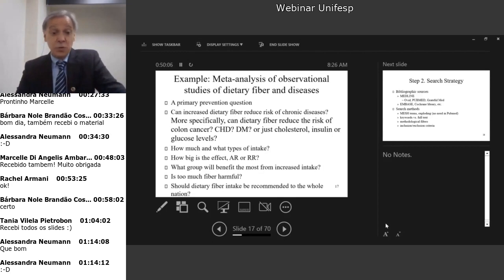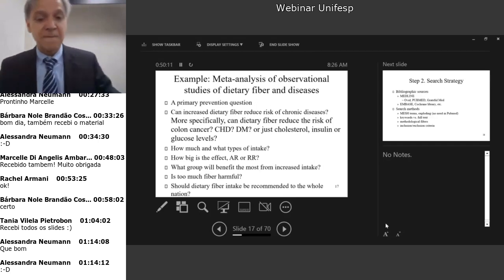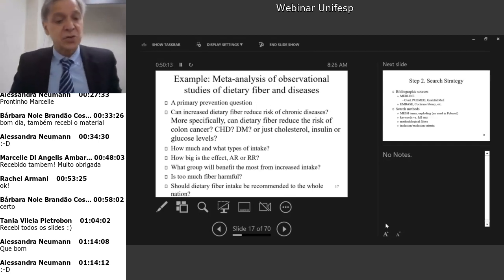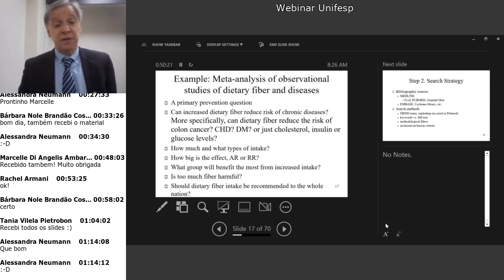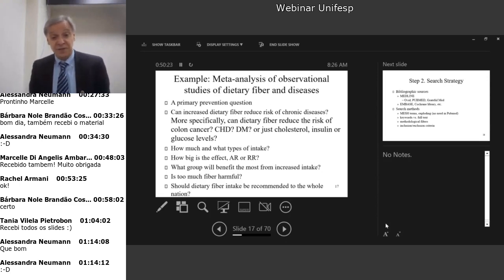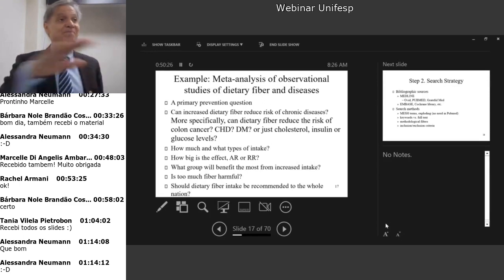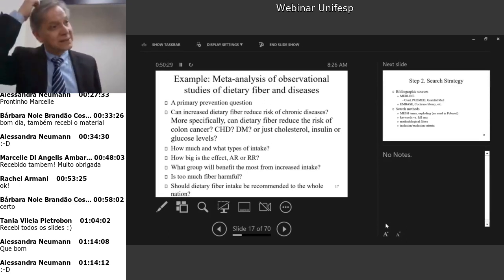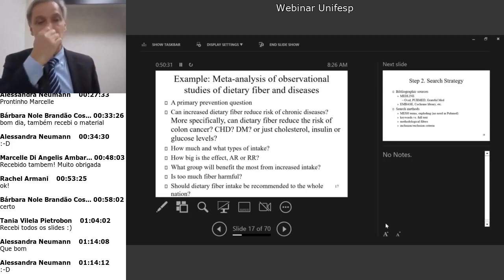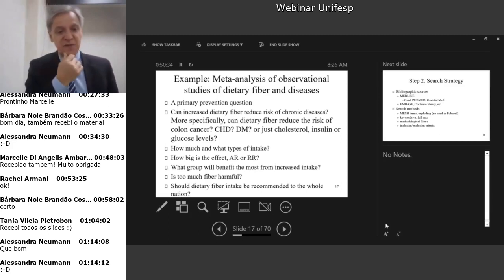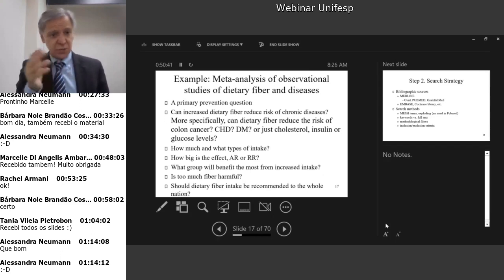You can even do a correlation study here, but it wouldn't be good, right? I wouldn't do a meta-analysis of correlation studies, but likely observational designs like case control or cohort. But it could also already be part of a trial. Can increased dietary fiber reduce the risk of chronic disease? But chronic disease is too broad an outcome to be effective for a randomized clinical trial. More specific: can dietary fiber reduce the risk of colon cancer? That's more specific, or heart disease, or diabetes, or just cholesterol, insulin, or glucose level.